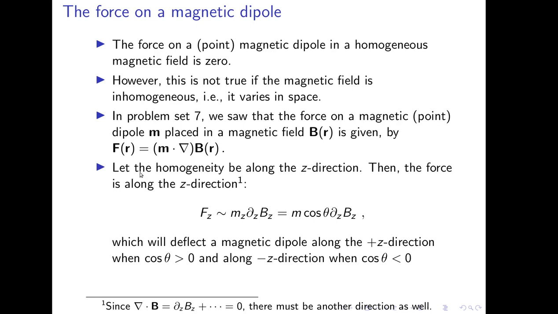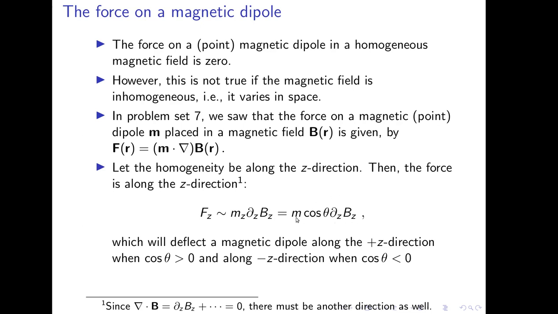And so let's, for simplicity, assume that the inhomogeneity is along the z direction. Then the force along the z direction will be Fz, and B we are taking to be only a function of z, so it will be just mz dz bz, all the other derivatives. This we can rewrite, as mz is nothing but m times cosine of the angle theta with respect to the z-axis. So you get something like this.